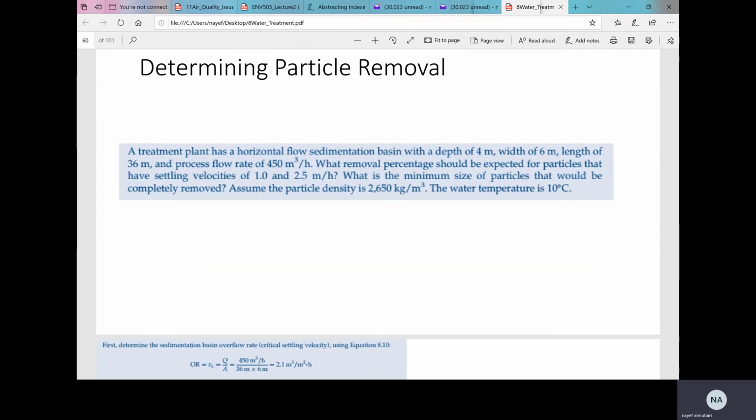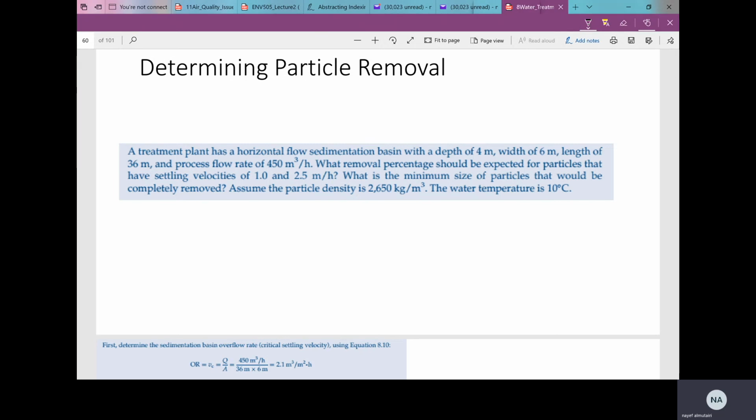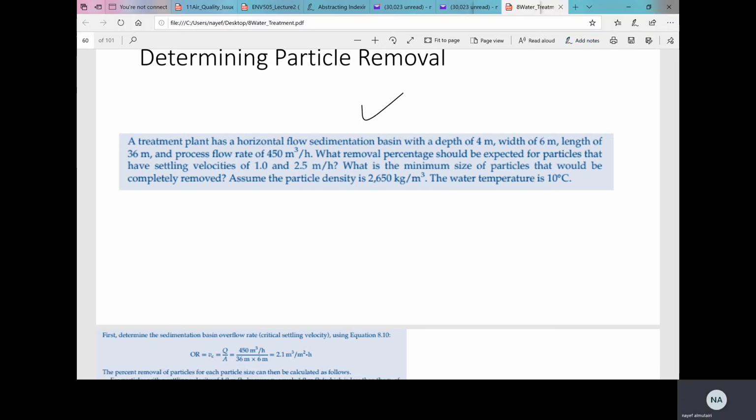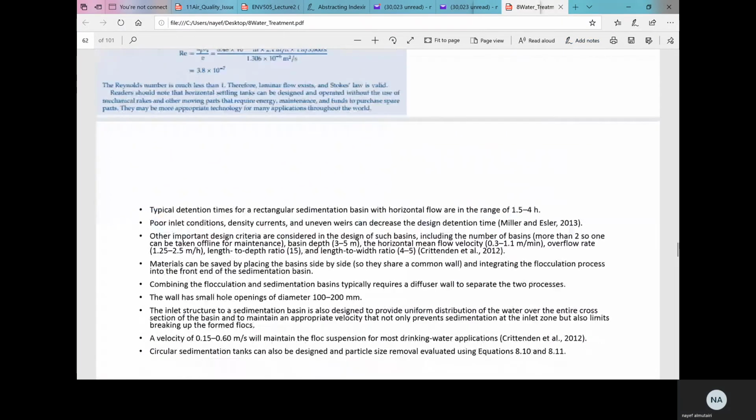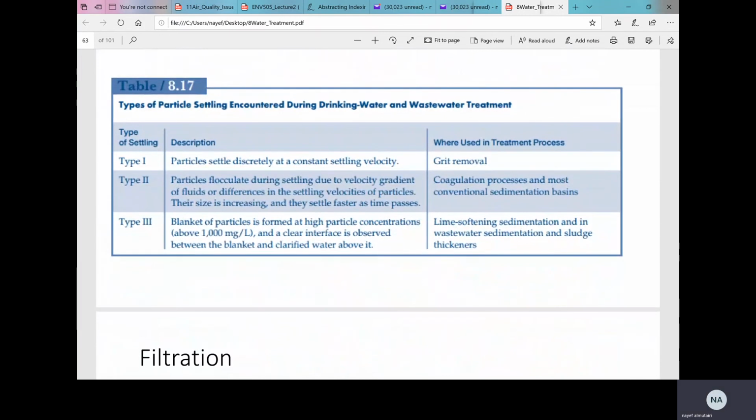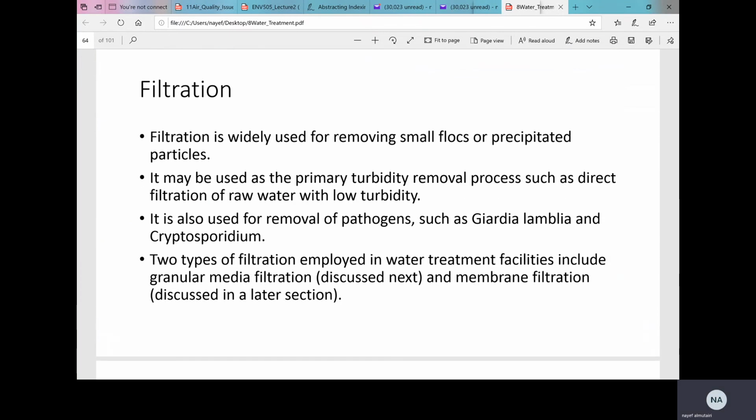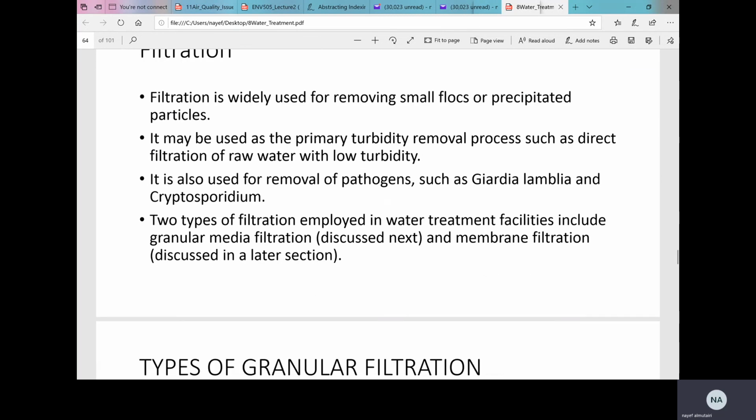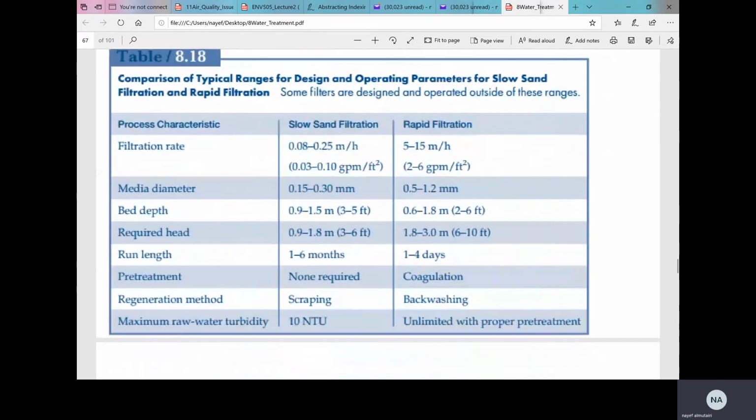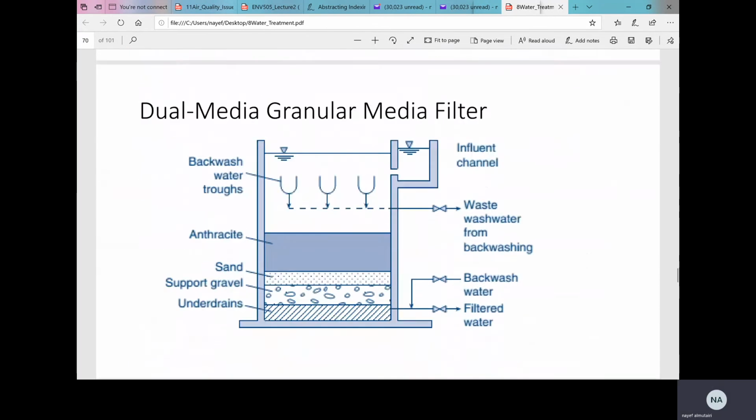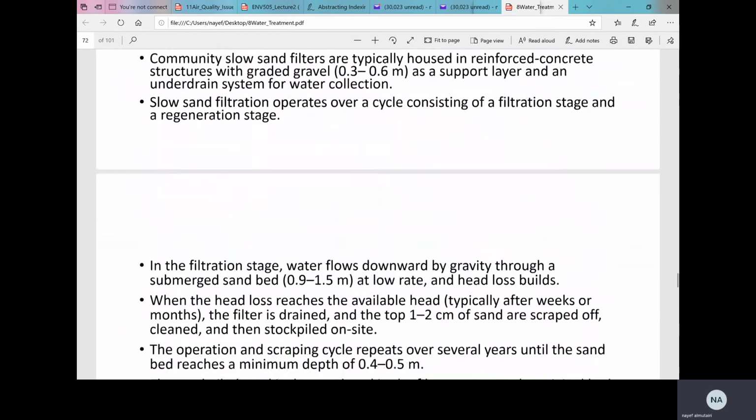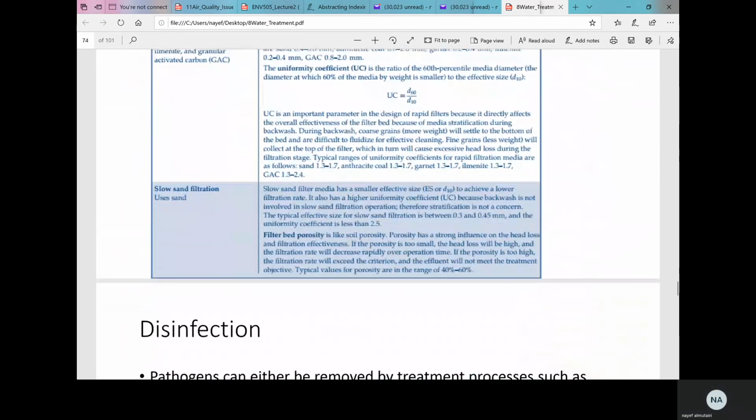This example is very good to look at. This other type, don't worry about the other types. You will study it in the master if you want to do your master's in environmental engineering. So filtration, and of course, I don't think there is anything else in this filtration.